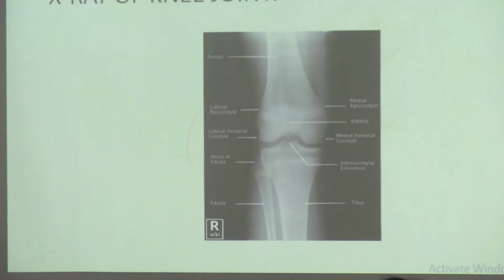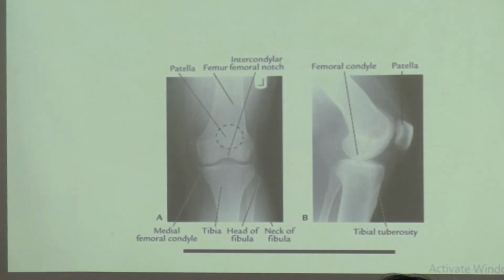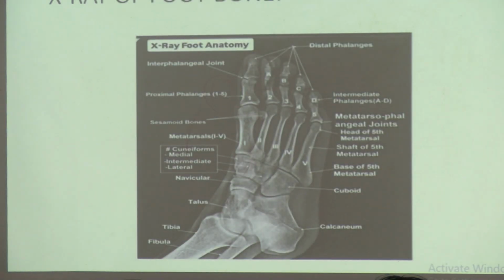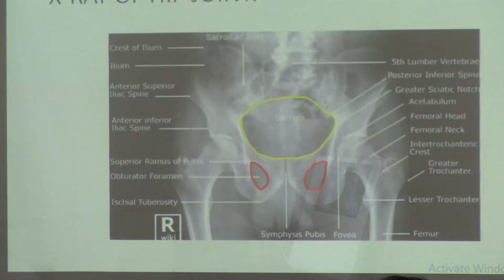Next, here also, this is the knee joint, AP view. Whatever things are present, you just tell. Similarly, here also the ankle joint. Here mainly you can see the lower end of the tibia, fibula, and the talus bone. And in the foot bones, just identify the bones and the names. So that's all about this class.